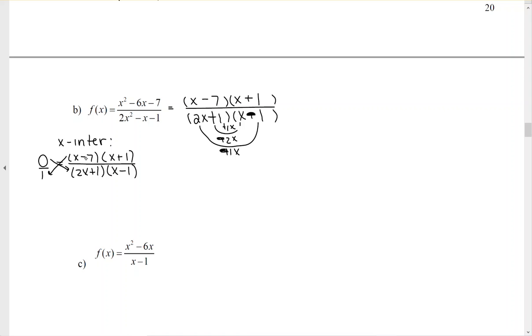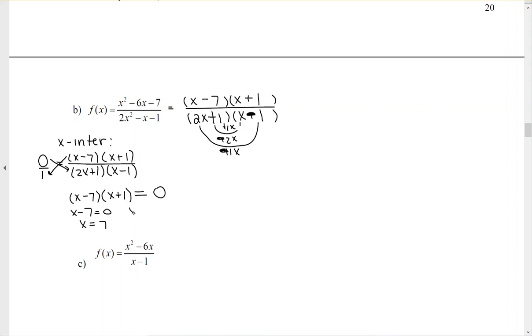So 1 times the numerator is just going to be what the numerator is, equals, there's my equals, 0 times whatever the denominator is. But again, 0 times anything is just 0. Set each factor equal to 0, solve for x.